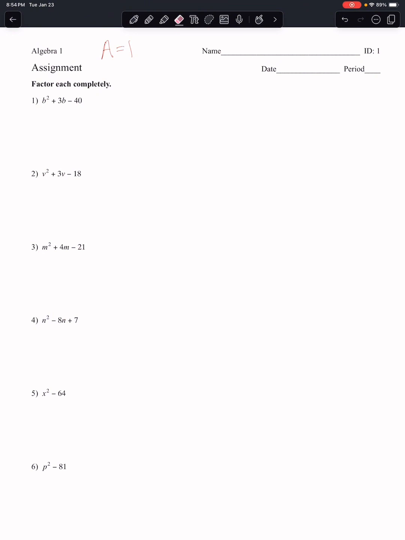So let's go back. What we're going to do is I want you to create a box. You're going to put B in the front, and then remember A times C in the back. So 1 times negative 40 goes back here. And this is a positive 3 because the 3 is positive in the middle.